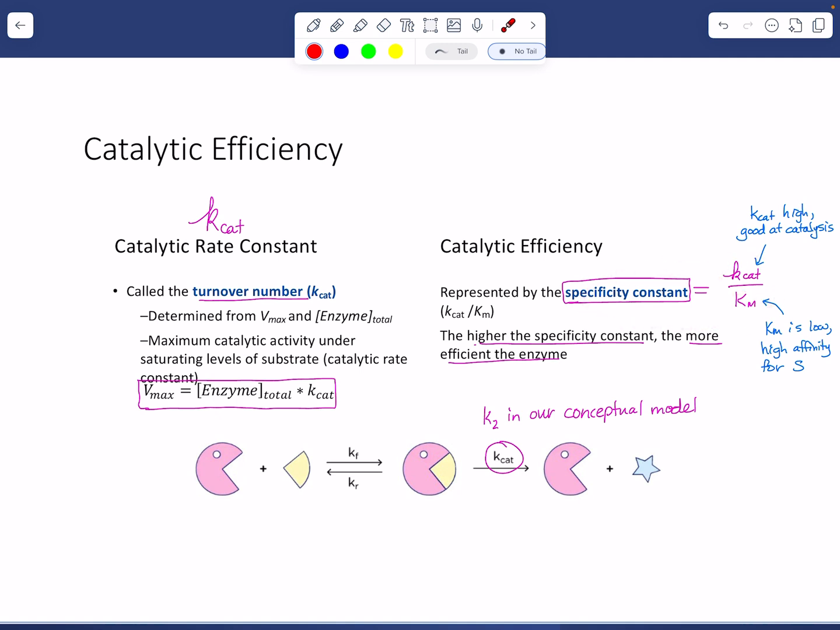So that's why the Km is on the bottom and the kcat is on the top, because we want this to reflect how good the enzyme is at doing its overall job. Its overall job is to make product. And to make product, it has to do two things: grab onto substrate and do the chemistry. So that's the catalytic efficiency.